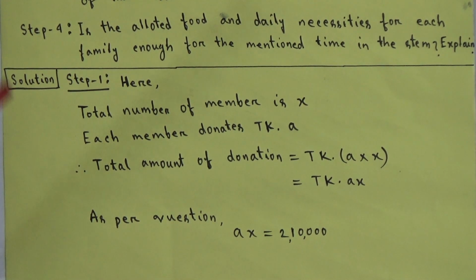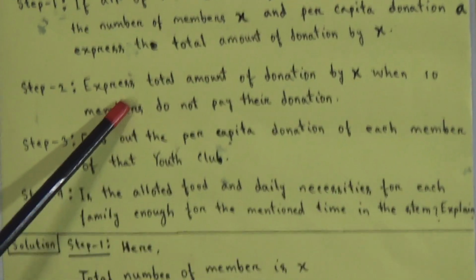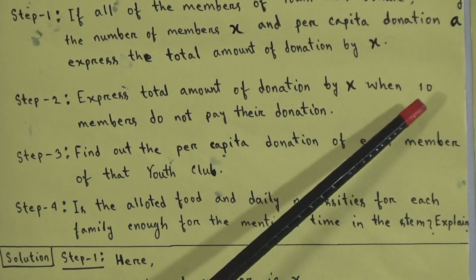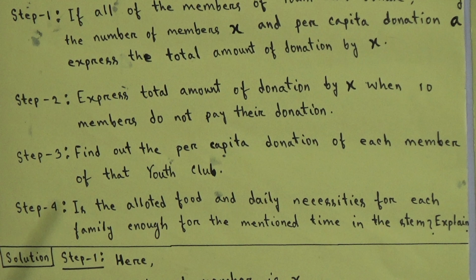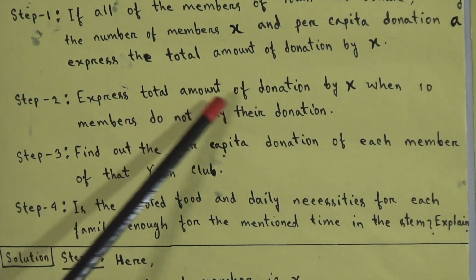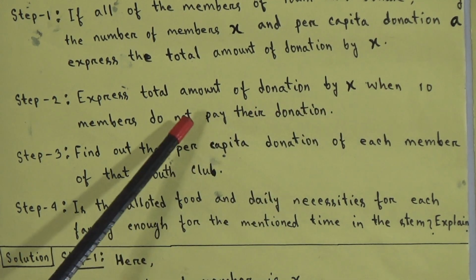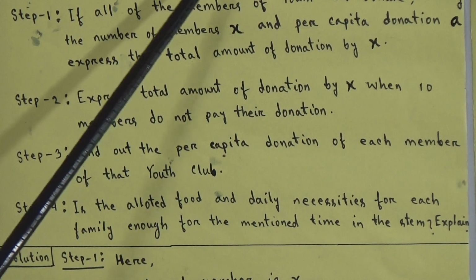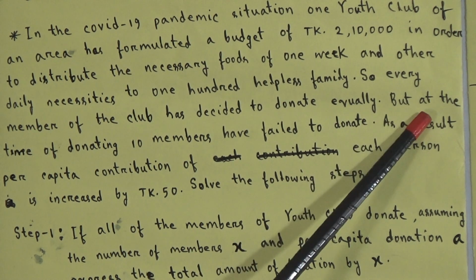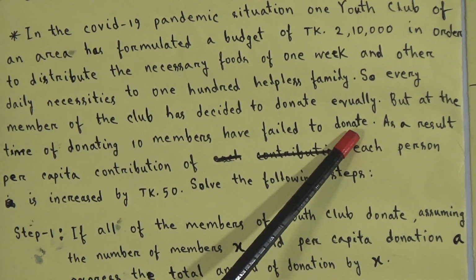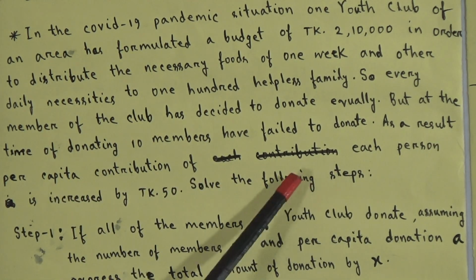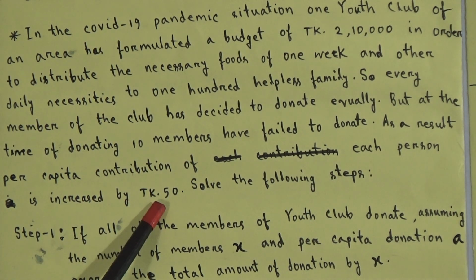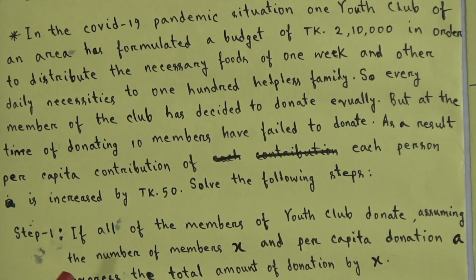Now we will solve step 2. The question is, express total amount of donation by X when 10 members do not pay their donation. Total amount of donation by X we have to express when 10 members do not pay their donation. Dear students, in the stem it is said that every member of the club decided to donate equally, but at the time of donating, 10 members have failed to donate. As a result, per capita contribution of each person is increased by 50.